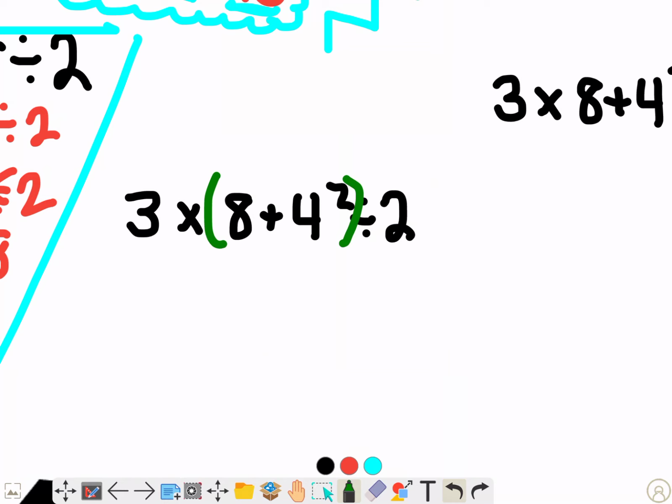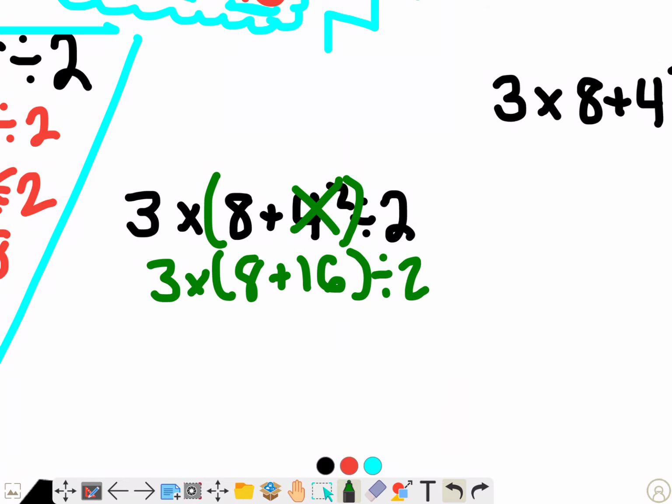I'm going with my group. Do I have any? Yes, I have my parentheses. I look inside. I see a 4 squared. Do that. 16. Bring everything else down I haven't used. I'm not done with my parentheses yet. I'm still inside my parentheses. What's next? 8 plus 16. Well, 8 plus 16 will give me 24. I bring down everything else I haven't used.